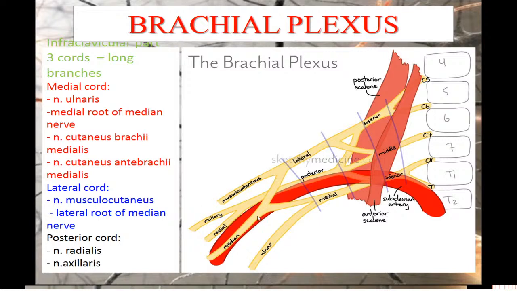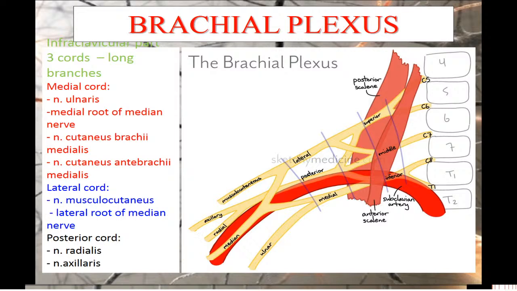So pay your attention. The median nerve is formed by the lateral root from the lateral cord and the medial root from the medial cord. This way it can be easily recognized, because it is formed by the merging of these roots. And the posterior cord, the thickest one, gives rise to the radial nerve and the axillary nerve.